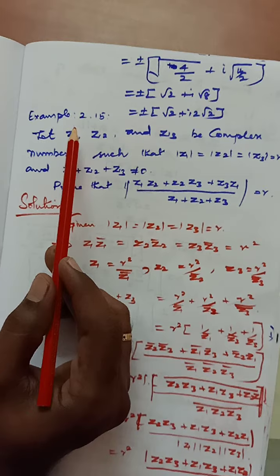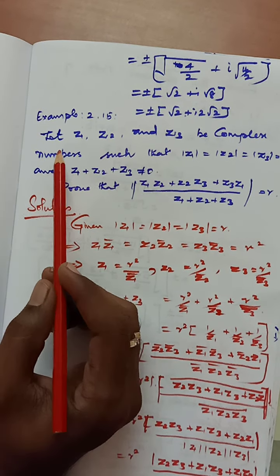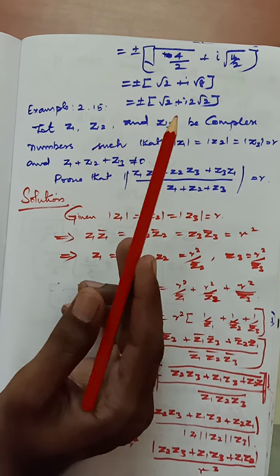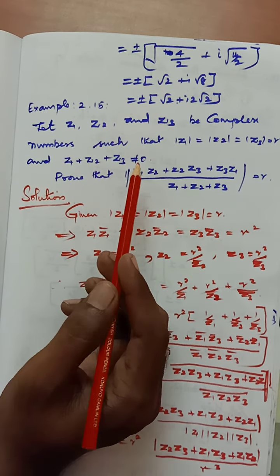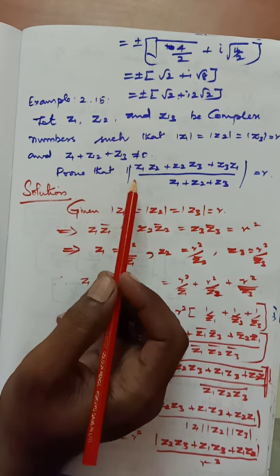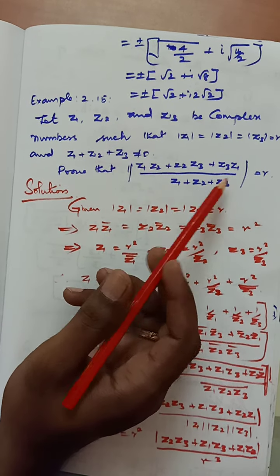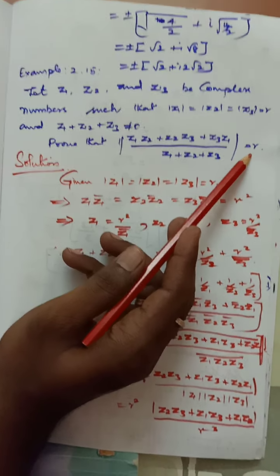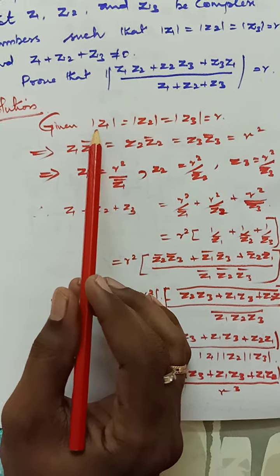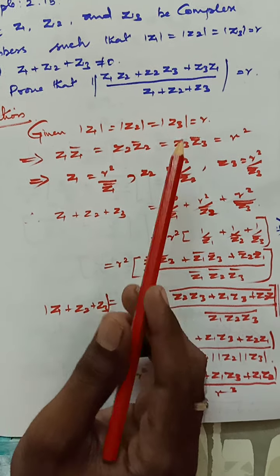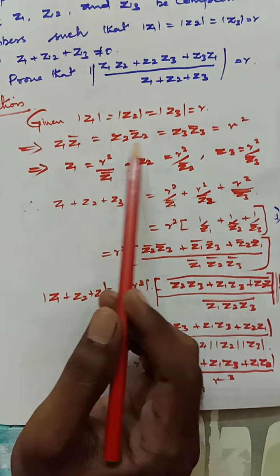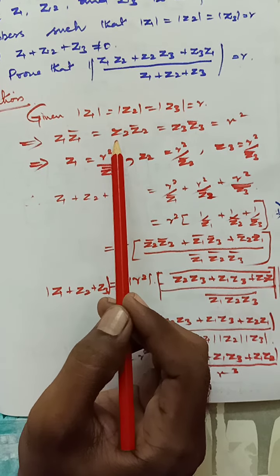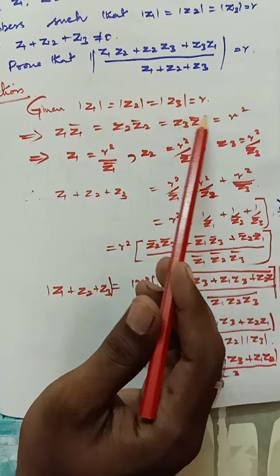Now one of the examples, again, 2.15, is a 5 mark question. Let z1, z2 and z3 be complex numbers such that their modulus values are equal to r and z1 plus z2 plus z3 is not equal to 0. Prove that the modulus of (z1 z2 plus z2 z3 plus z3 z1) by mod (z1 plus z2 plus z3) equals r. You have to prove the result. The given values: the modulus of z1, z2, z3 is nothing but r. So z1 z1 bar equals r squared. We are squaring on both sides. So z2 z2 bar is also r squared, z3 z3 bar also r squared.